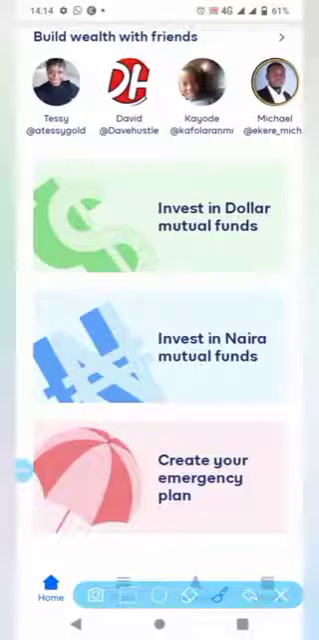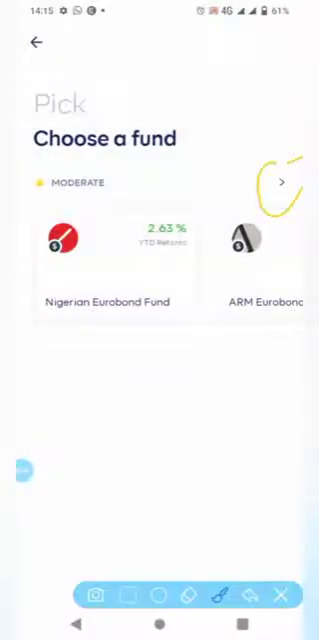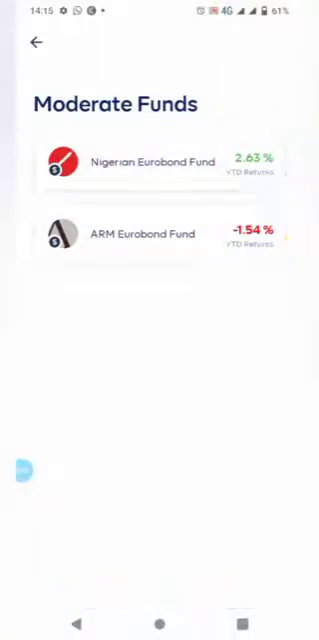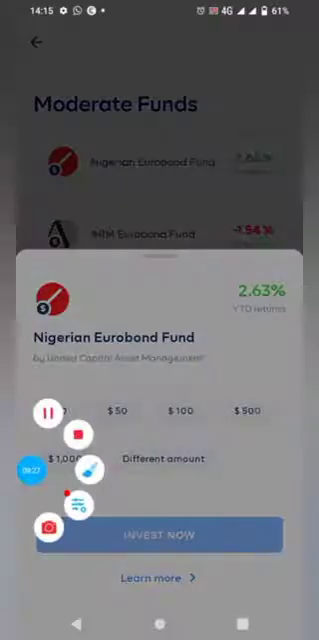Scroll down to the bottom of the app and then click on this, invest in dollar mutual funds. Click on this button right here. So let's start off with the first one. We're going to click on it. It opens up for us. The next thing we want to do is click on the learn more button.